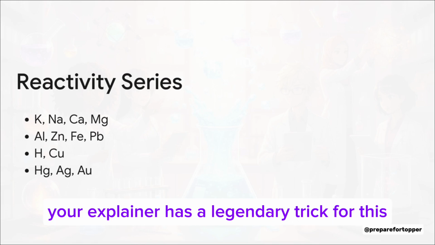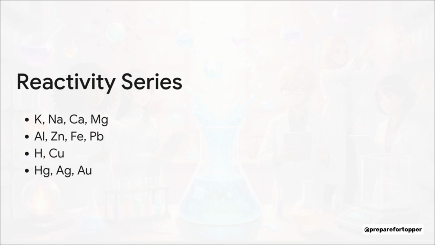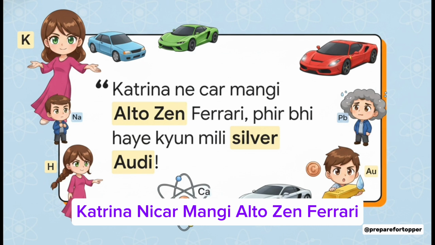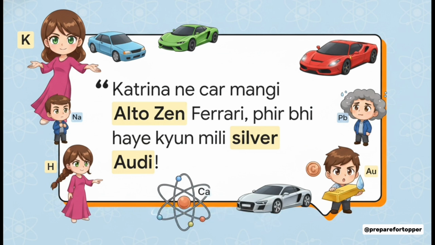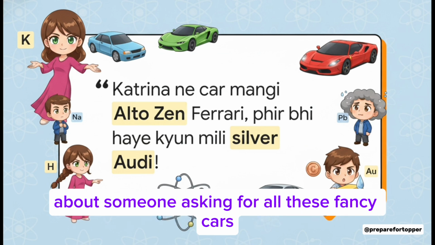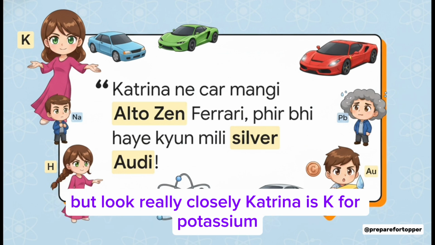But don't worry, your explainer has a legendary trick for this that maps perfectly to the chemical symbols. Seriously, read this out loud with me. Katrina ne car mangi alto zen Ferrari pirbi haya Q mili silver Audi. It basically translates to a funny story about someone asking for all these fancy cars but ending up with a silver Audi instead. But look really closely.